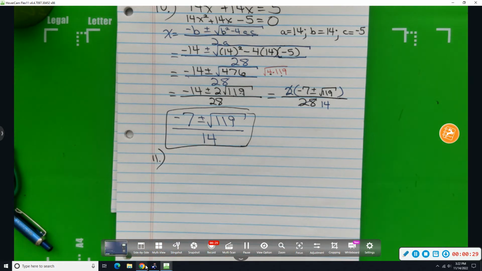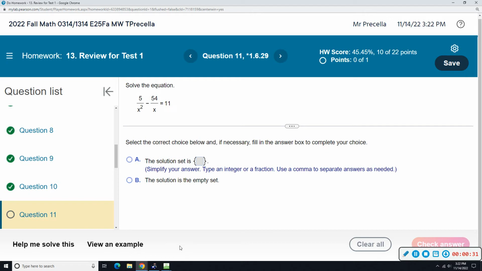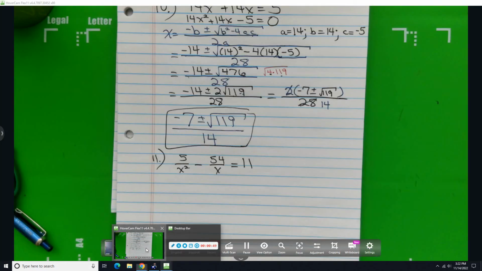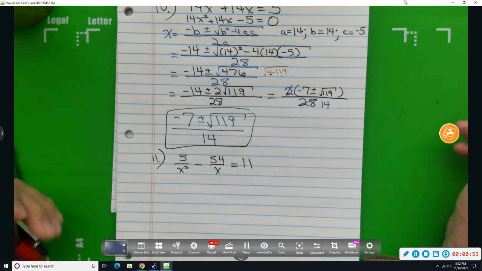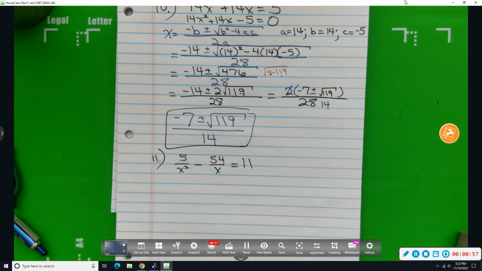Let me write the problem down. It says solve the equation 5 over x squared minus 54 over x is equal to 11. Now this equation is not quadratic, because it has variables in denominators. That's not a quadratic equation, but we can multiply through to eliminate those fractions.